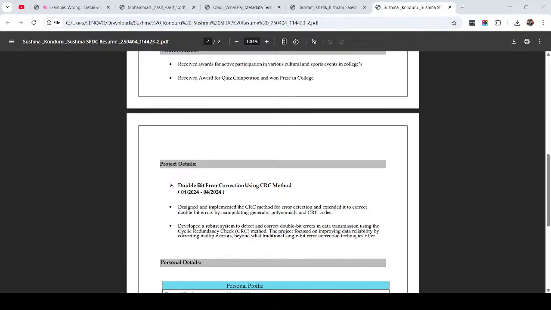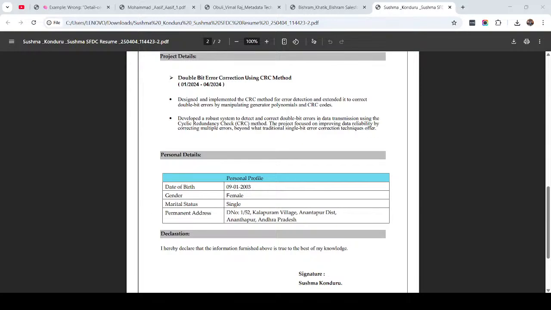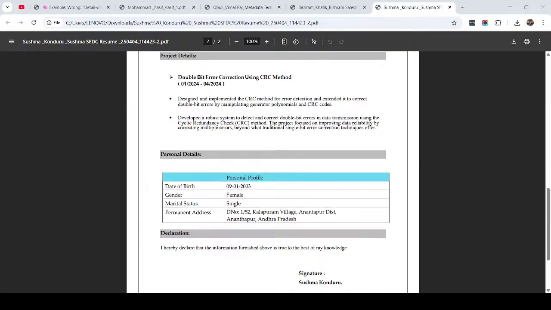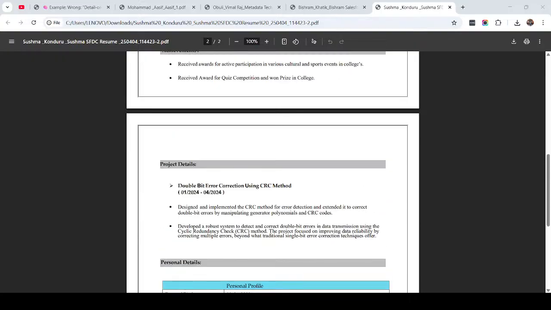Also mention your LinkedIn and GitHub account. I didn't find anywhere. Remove this address section. There is no need of writing female, single. Date of birth is also not needed. Whole this profile section you can remove it. Declaration is also not needed until and unless it is asked.